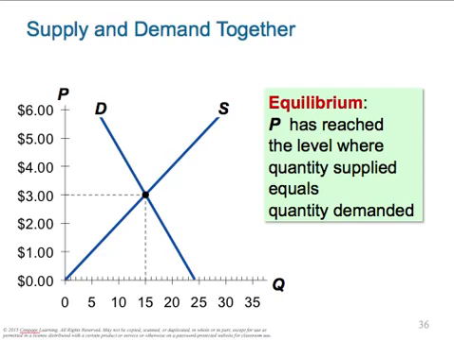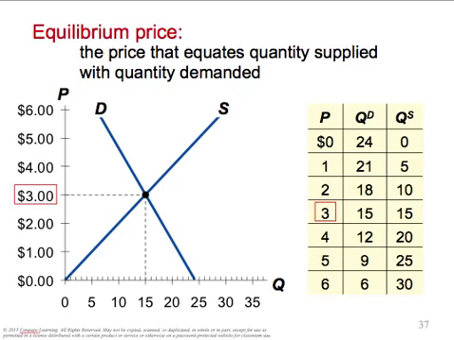So equilibrium is where price has reached the level where the quantity supplied equals the quantity demanded. It's literally where they cross on the graph. So here in this latte market, here's your supply, here's your demand. The equilibrium appears to fall at $3.15 lattes. So, equilibrium price is the price that equates the quantity supplied with the quantity demanded. It's where the people who want lattes meet the people who sell the lattes. So lattes go for $3 and there are 15 sold in this oversimplified example.